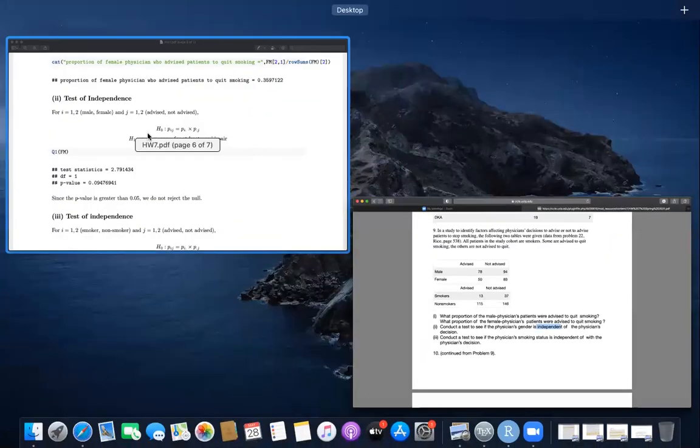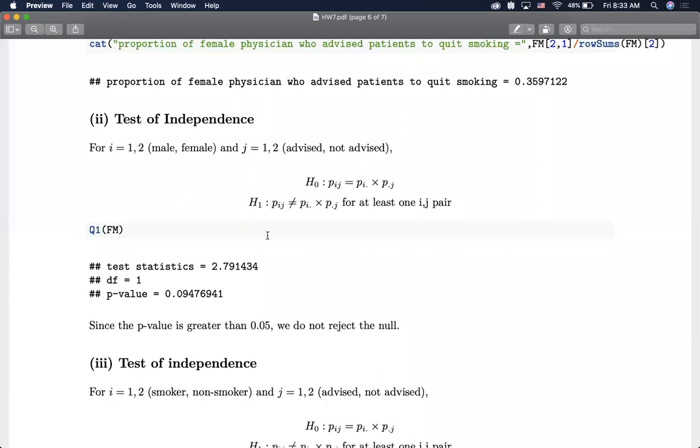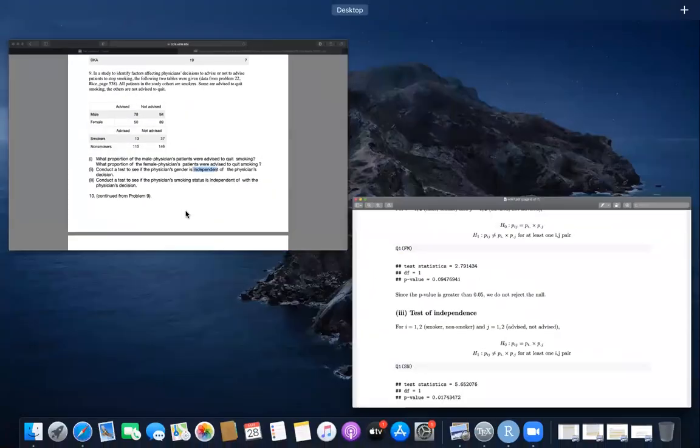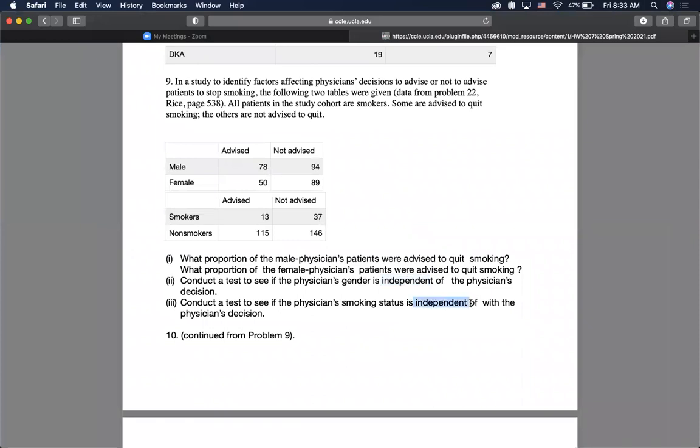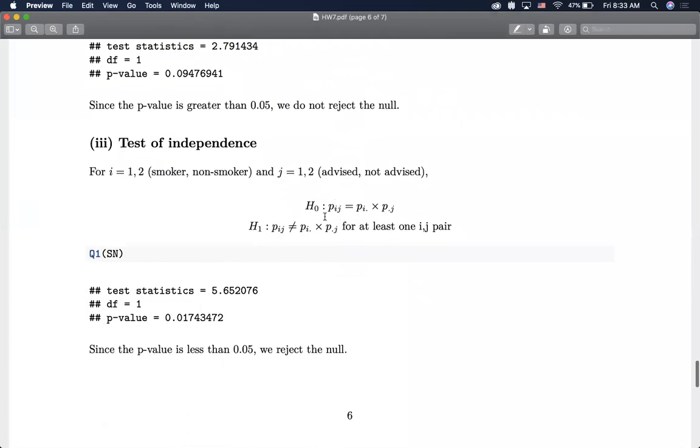Independent. Okay. Set up your null and alternative. Define your notation. Call the function, and then for the specific table, independent. For the second table, define the hypothesis and call the function on the second table. Do not reject, and reject.